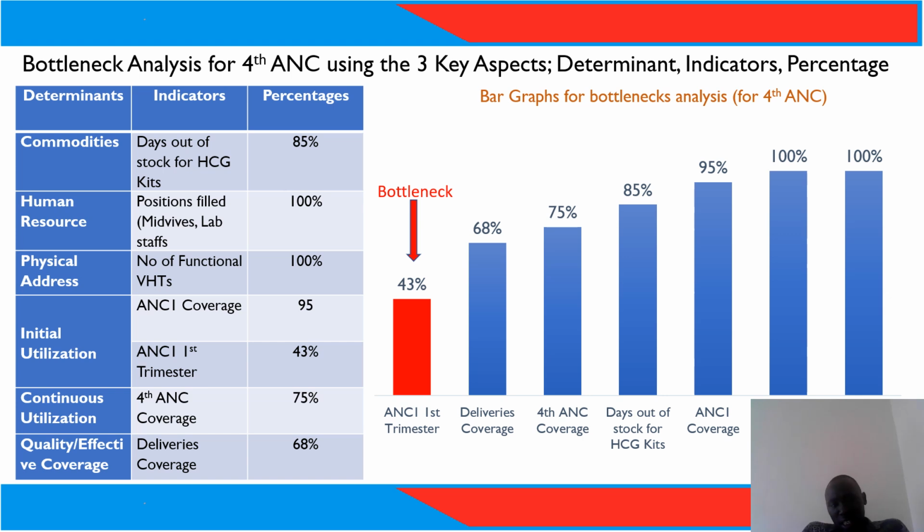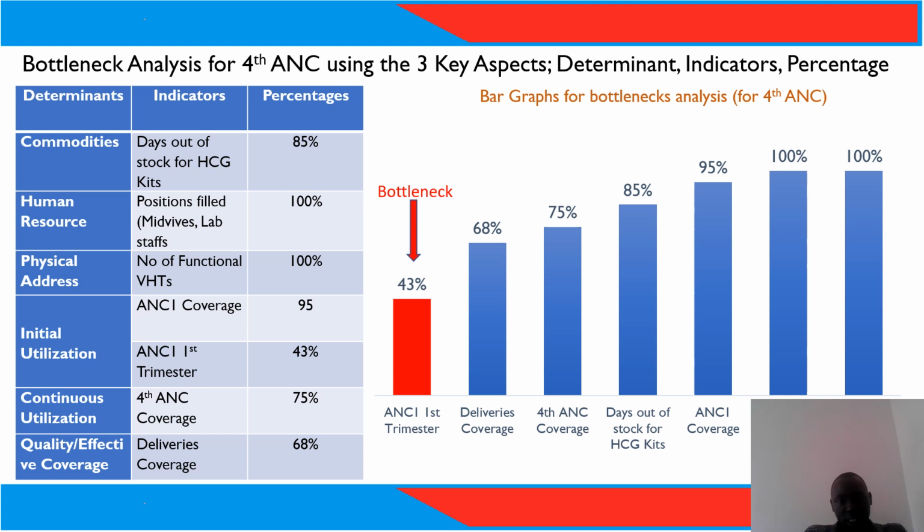Let's look at continuous ANC, where our fourth ANC coverage is. Our fourth ANC coverage is at 75. Meanwhile, first trimester is at 43. So now, let's look at the quality and the effectiveness of this. Definitely, delivery coverage will go down. That is at what? 68%. So our delivery coverage is down.